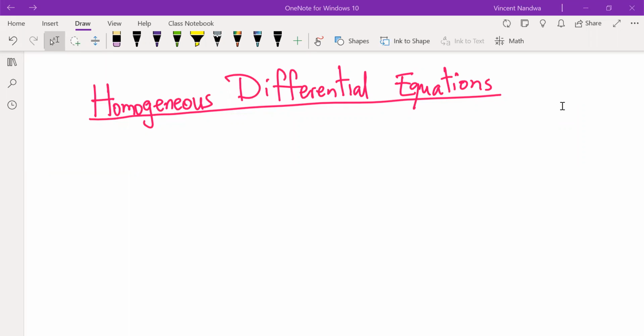The next class of differential equations is the homogeneous equations. So let's start by defining what we mean by homogeneous equation. Then give some examples, and thereafter we define a homogeneous differential equation.